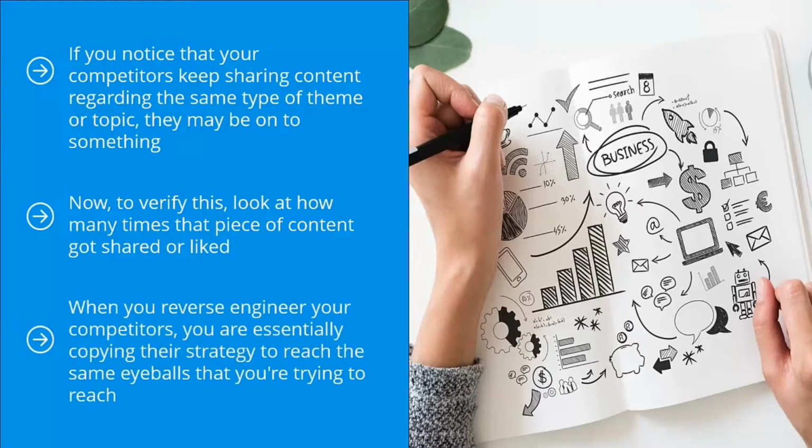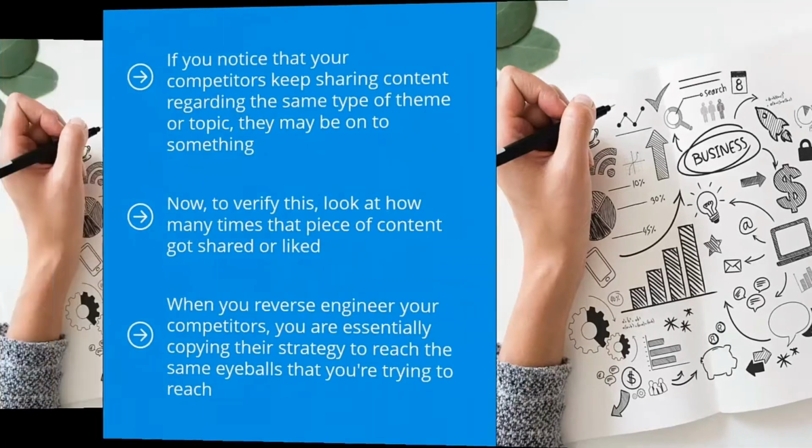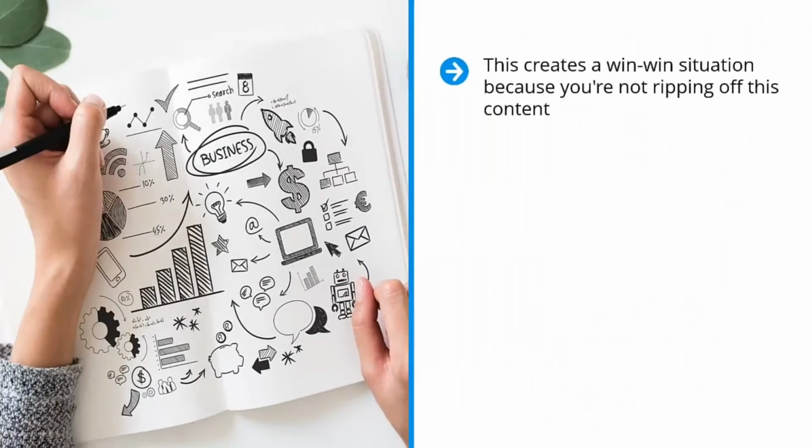When you reverse engineer your competitors, you are essentially copying their strategy to reach the same eyeballs that you're trying to reach. This also applies to content curation, where you take content that is published by other people and you promote it on your social media platform. This creates a win-win situation because you're not ripping off this content. You are copying the content's link, including a short commentary, and allowing people to click on the link. This creates a win-win situation.